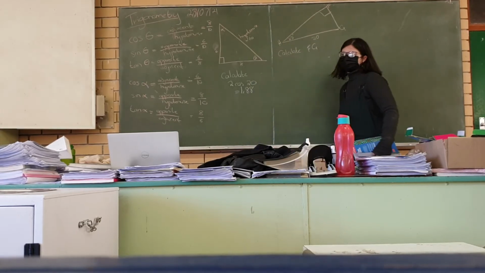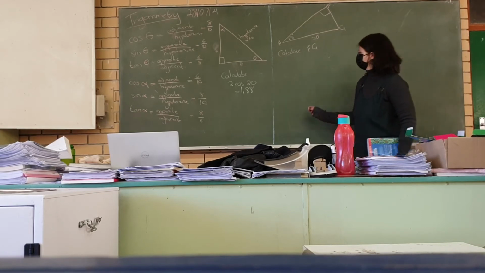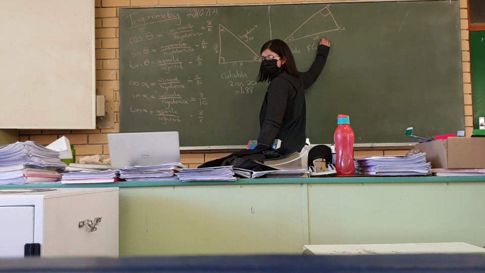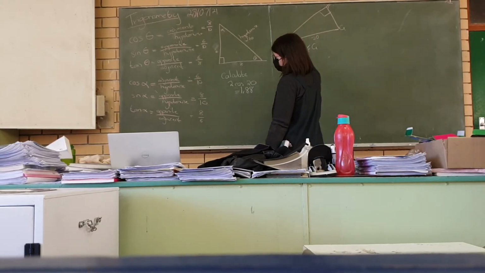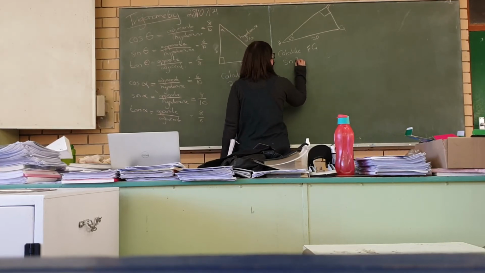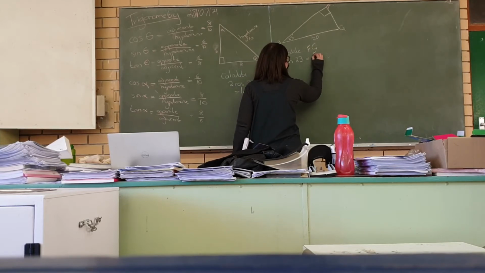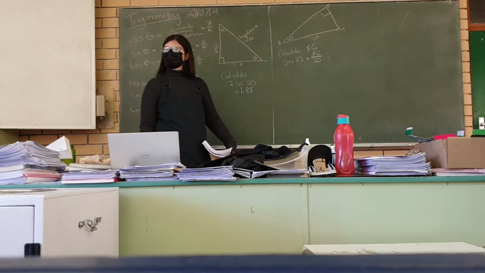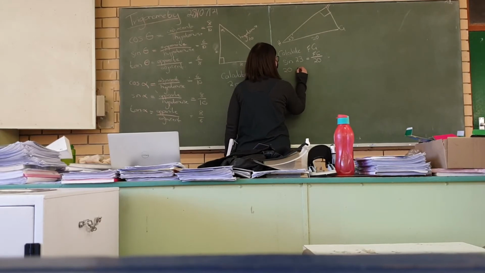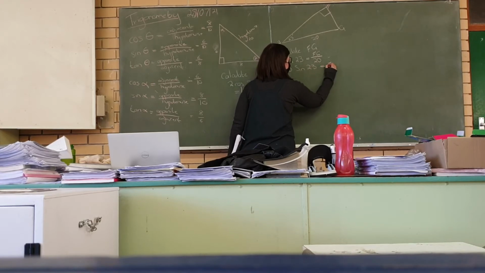How would you calculate FG? So I'd say that's my opposite. I've got my hypotenuse, right? So I need my opposite over hypotenuse. If I want opposite over hypotenuse, it's sine. So sine 23 is equal to my opposite, which is FG over 20. 20 times 23. So then I say 20 sine 23 is equal to FG.